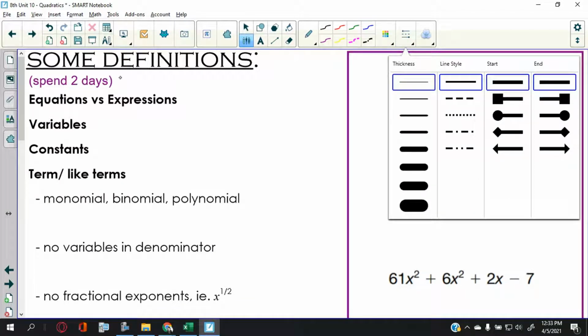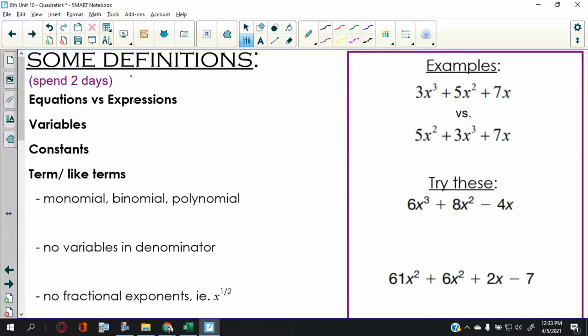Now, we're going to spend 2 days on these definitions, but more realistically, I'm going to show you all the definitions today, and then tomorrow we're going to spend a lot of time practicing. So that's what this really is. Now, how much time have I used already? Almost 5 minutes. Great.